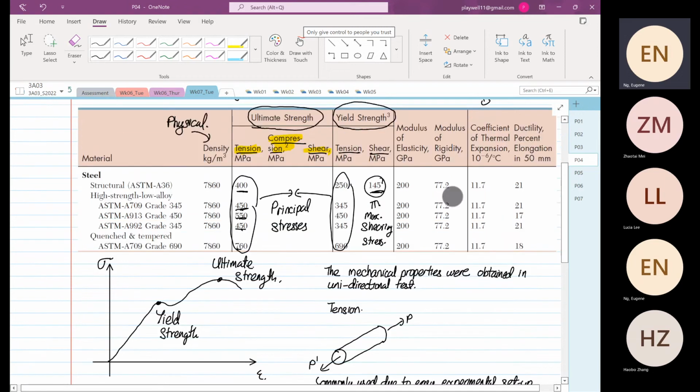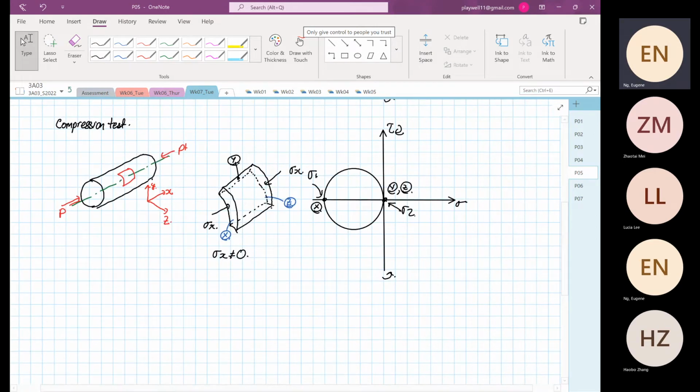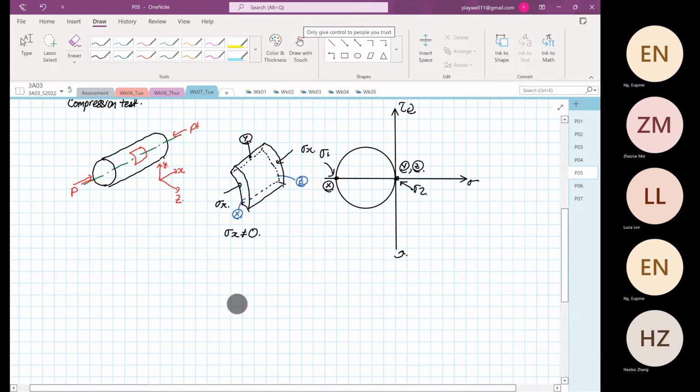Mentioned either in ultimate strength or yield strength is our principal stresses. The other value is equal to what? 0. No point reporting. Okay. So this is how we get the data. And then lastly, for shear, what do we see?